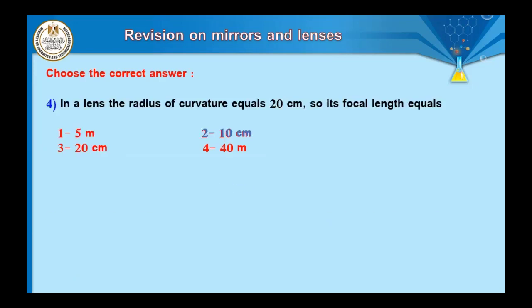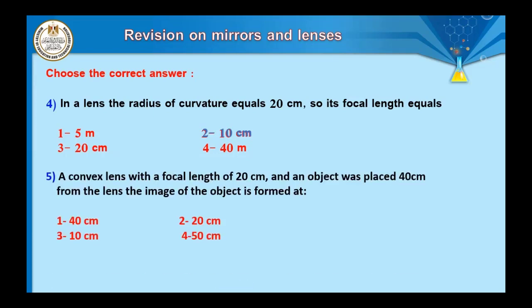Question number 4 asks you about a lens whose radius of curvature equals 20 centimeters. So its focal length equals 5, 10, 20, or 40. Which of them is correct? When the radius of curvature equals 20 centimeters, the focal length equals half the radius, 20 divided by 2, equals 10 centimeters.